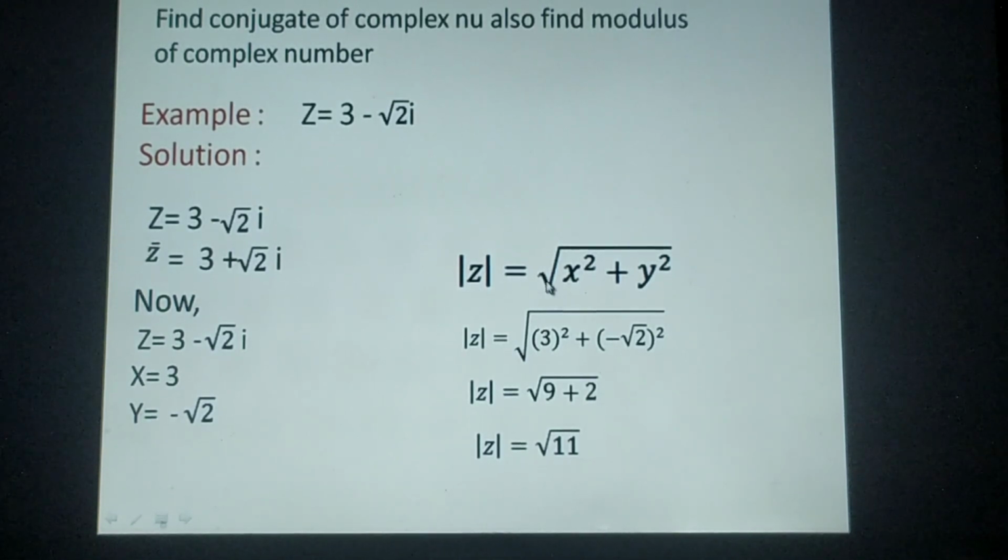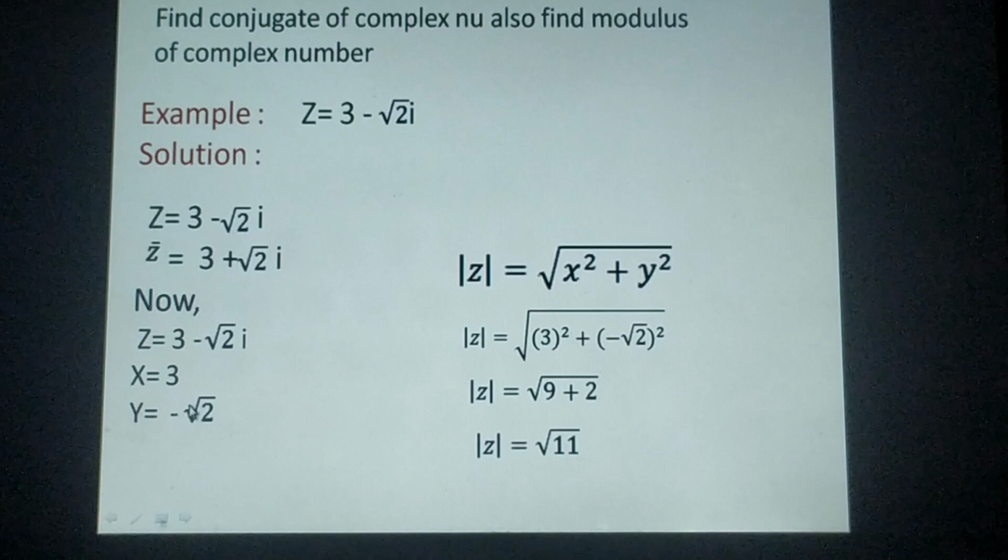Modulus |z| is the square root of x squared plus y squared. The value of x is 3, so it is 3 squared. The value of y is minus root 2, so (minus root 2) squared. 3 squared is 9, plus root 2 squared is 2. 9 plus 2, it is the square root of 11.